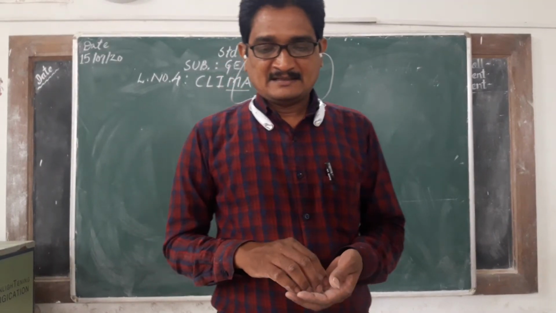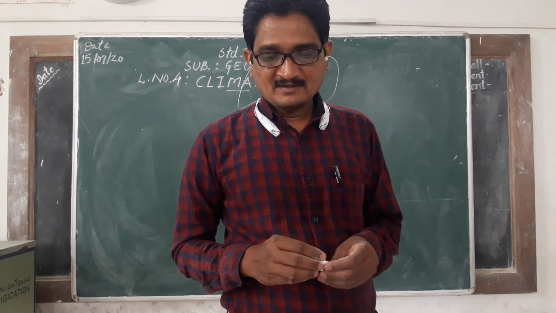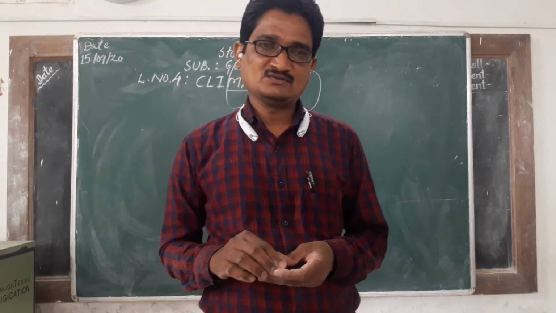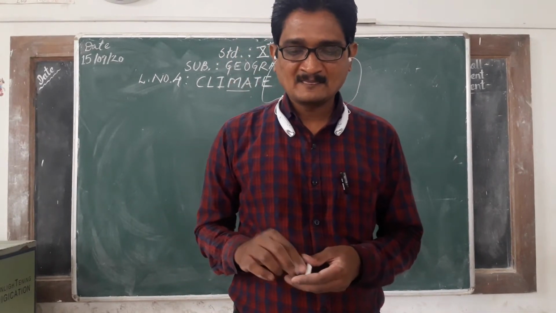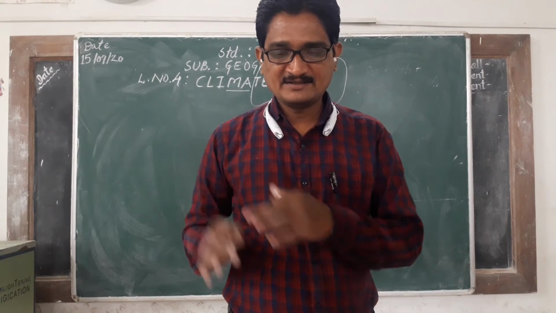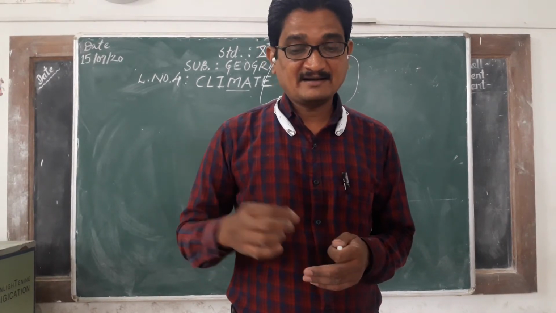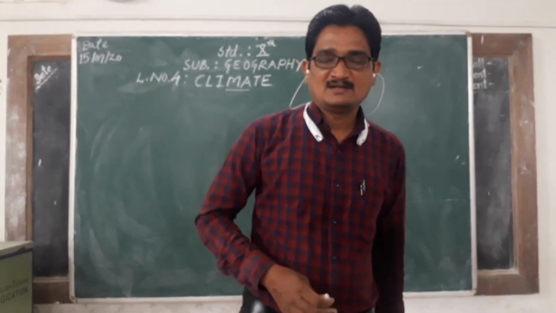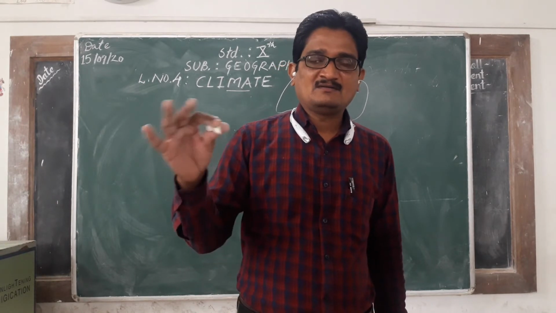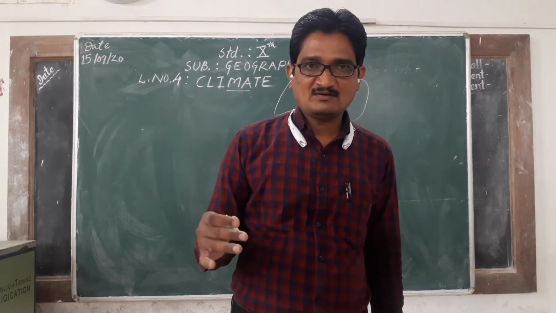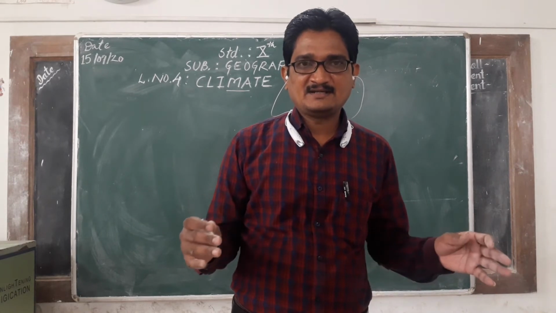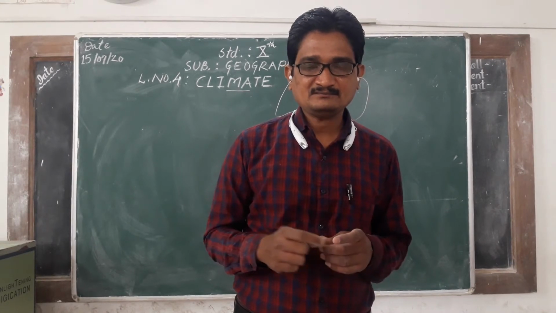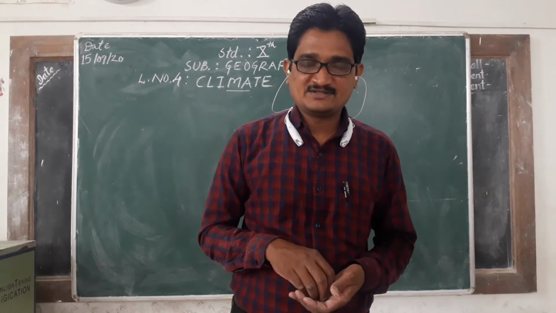Temperature. The Indian Ocean and the Himalayan ranges exert a great influence on the climate of India and the origin of monsoons. So note down this point in your notebook. The Indian Ocean and the Himalayan ranges have a great influence on the climatic condition of India and the origin of monsoon also. So it depends on monsoon winds and on these mountain ranges also.